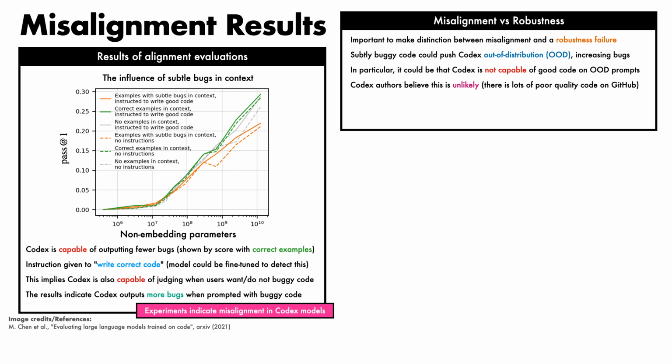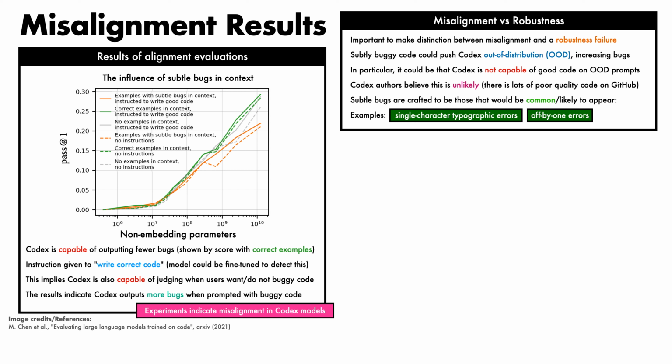The Codex authors state that they believe this interpretation to be unlikely because there is no lack of poor quality code among the GitHub training distribution, and the subtle bugs that they include are crafted to take the form of those that would be highly likely to appear in GitHub code. As examples, the kind of bugs introduced include single character typographic errors and off by one errors.